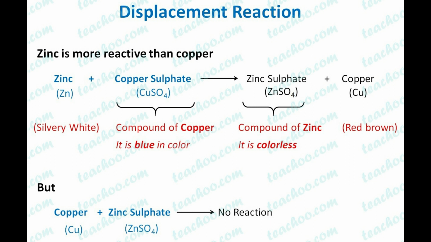Next we have the displacement reaction, a very important one. Displacement means when a highly reactive metal reacts with a less reactive metallic salt. Children, when a highly reactive metal reacts with a less reactive metallic salt, it displaces the less reactive metal. For this, let us perform an activity for your better understanding.